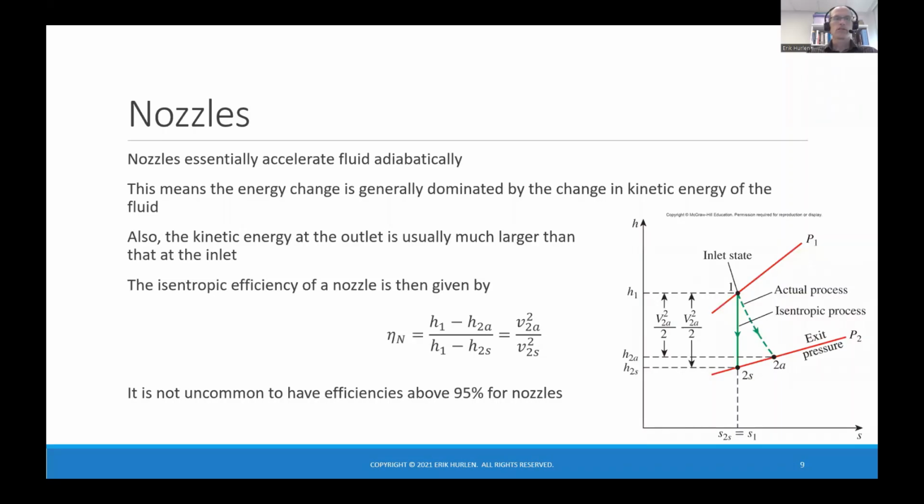Finally, we can look at nozzles. These accelerate the fluid, meaning this is one case where kinetic energy changes are important. The kinetic energy at the inlet is generally much smaller than that of the outlet. So the isentropic efficiency of nozzles is given by eta n equals V2 squared actual over V2 squared isentropic, just the ratio of the squared velocities at the outlet. Nozzles can have pretty high isentropic efficiencies and are commonly above 95%.